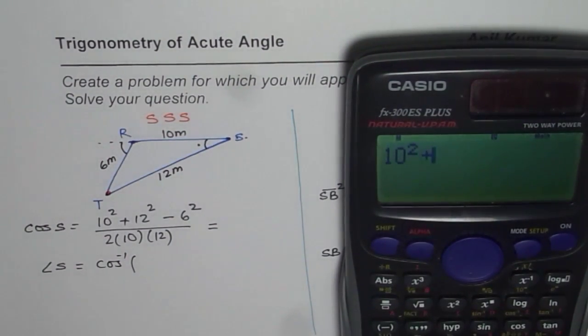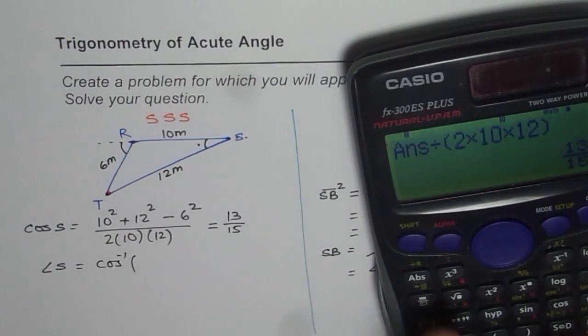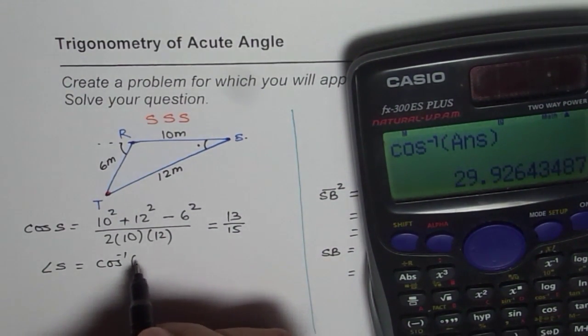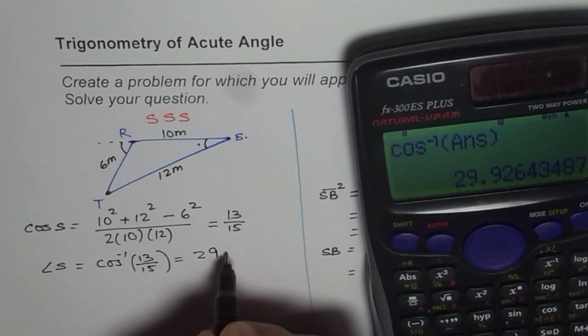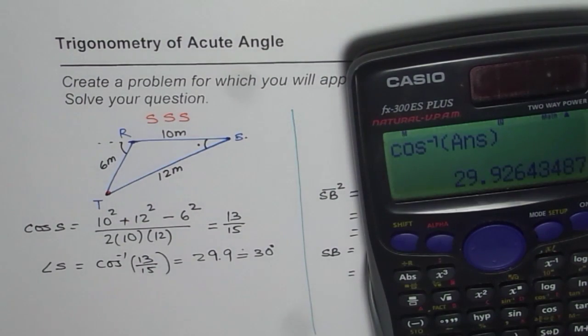So let's figure that out. It is 10 square plus 12 square minus 6 square, and we'll divide this by, with brackets, 2 times 10 times 12, equal to. So we get 13 over 15, right? Let's do cos inverse of this. Shift cos inverse of the answer, and that gives us 29.9, let us say approximately 30 degrees. So we get the angle S, right?